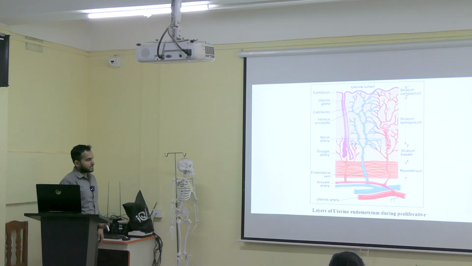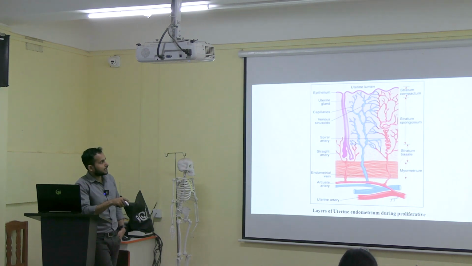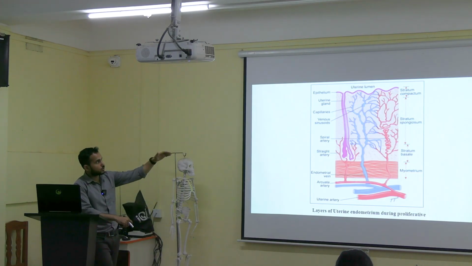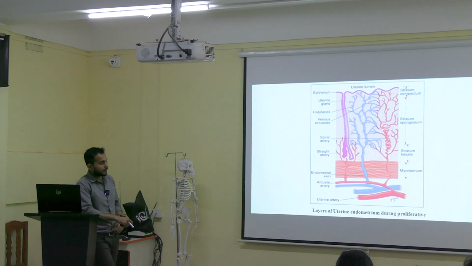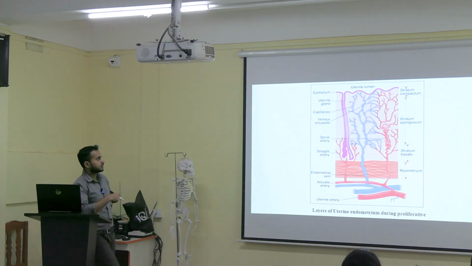Now this is a diagram showing the different types of blood vessels which are present at different thicknesses of the endometrium. This entire part is the endometrium and this is the myometrium. In the endometrium you can see the stratum compactum, the stratum spongiosum and the stratum basale. These are three different zones of the endometrium. And you can see the development of the blood vessels present during the proliferative phase, especially in the endometrium.